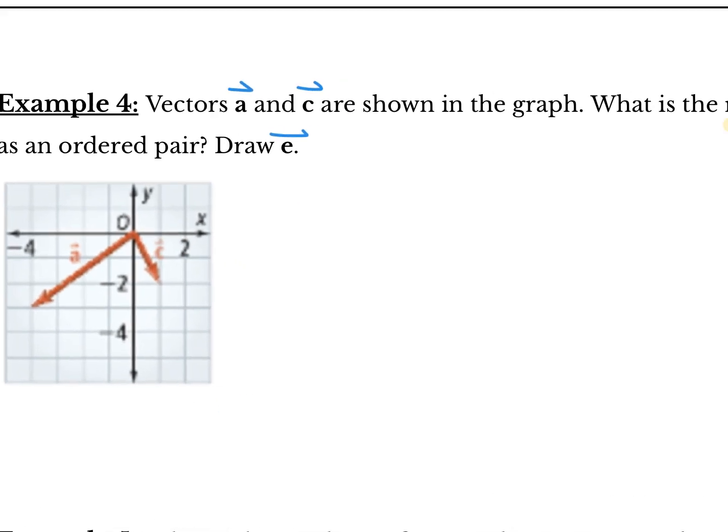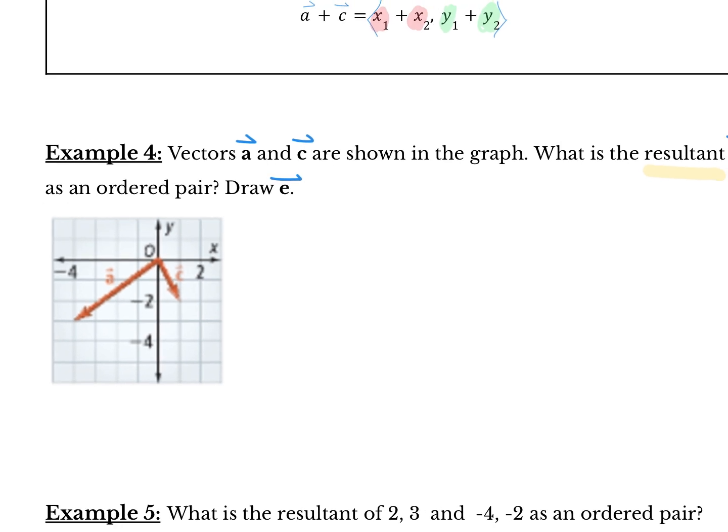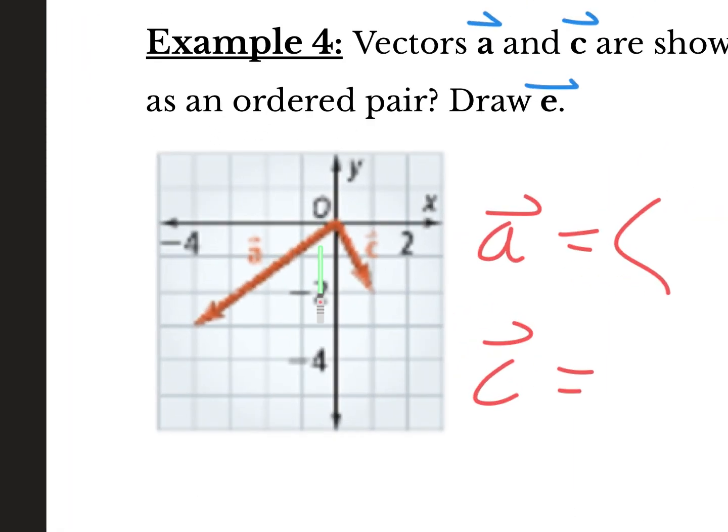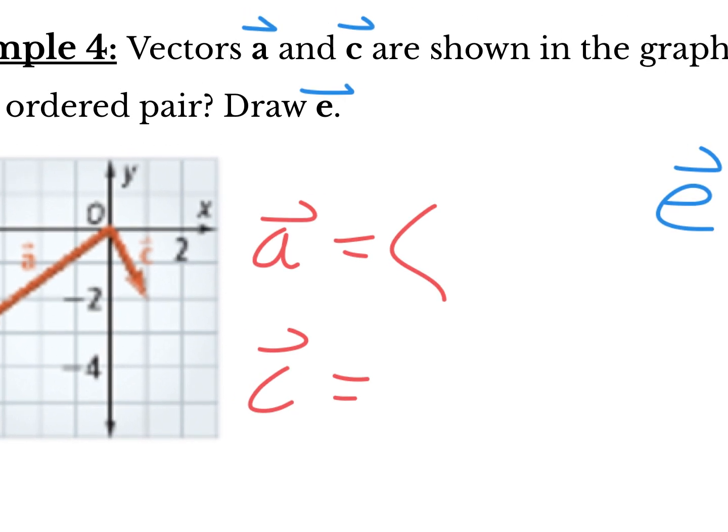So we are trying to figure out what vector E is. Vector E is equal to vector A plus vector C. To do that, first let's define vector A and vector C as ordered pairs. Vector A goes from the origin to this point, which is at -4, -3. I'm figuring that out by measuring 4 to the left and 3 down, and that will meet at the terminal point of my vector. So vector A is -4, -3.